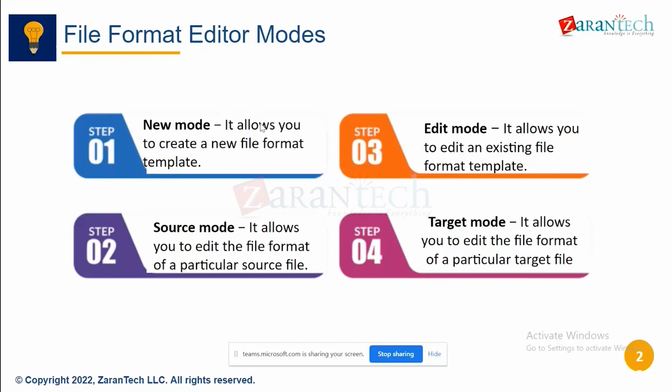So you mean to say that if a file format has 100 columns, and I configured it the first time and it was moved to the target system, and now I would like to edit this format template and reduce the columns to 80 columns. This is helpful, right? Yeah, this edit mode is helpful, but the source and target modes are different. So once you're done with the new mode and edit mode, this file format will be saved in your repository metadata. From there you can choose whether to use it as a source or as a target.